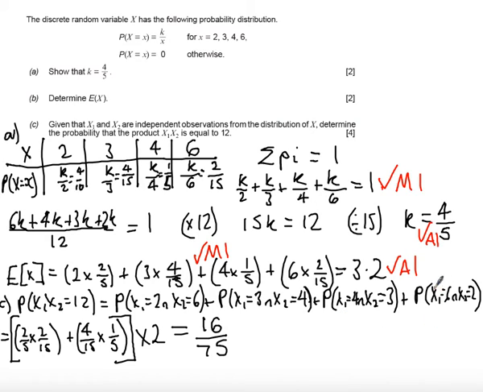Next, there is a standalone answer mark if you have correctly identified all the pairs of observations that will give us a product of 12. There is then a method mark and an answer mark for the correct method with the correct values for calculating this probability. And finally, there is an answer mark if you got all the way to the probability of x1 times x2 equal to 12 is equal to 16/75 or an equivalent.